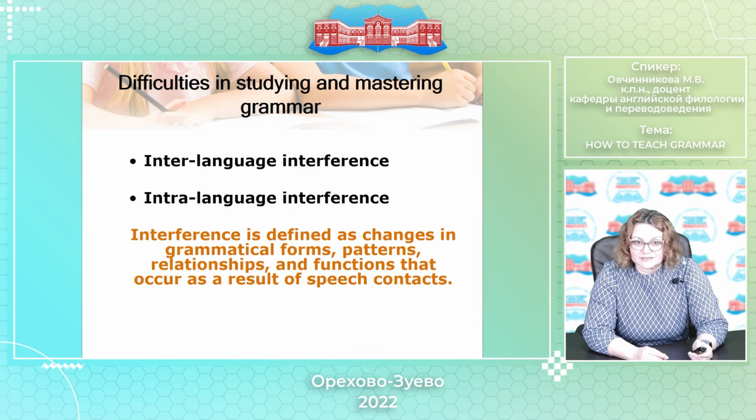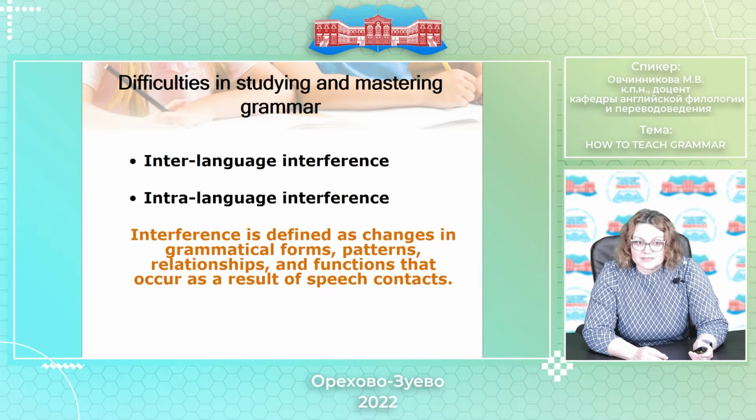The question of difficulties in studying and mastering English grammar touches two main aspects: interlanguage interference and intralanguage interference. But before we start talking about interlanguage interference and intralanguage interference, we should understand what the meaning of interference is. Interference is defined as changes in grammatical forms, patterns, relationships, and functions that occur as a result of speech contacts. So, let's start talking about interlanguage interference.